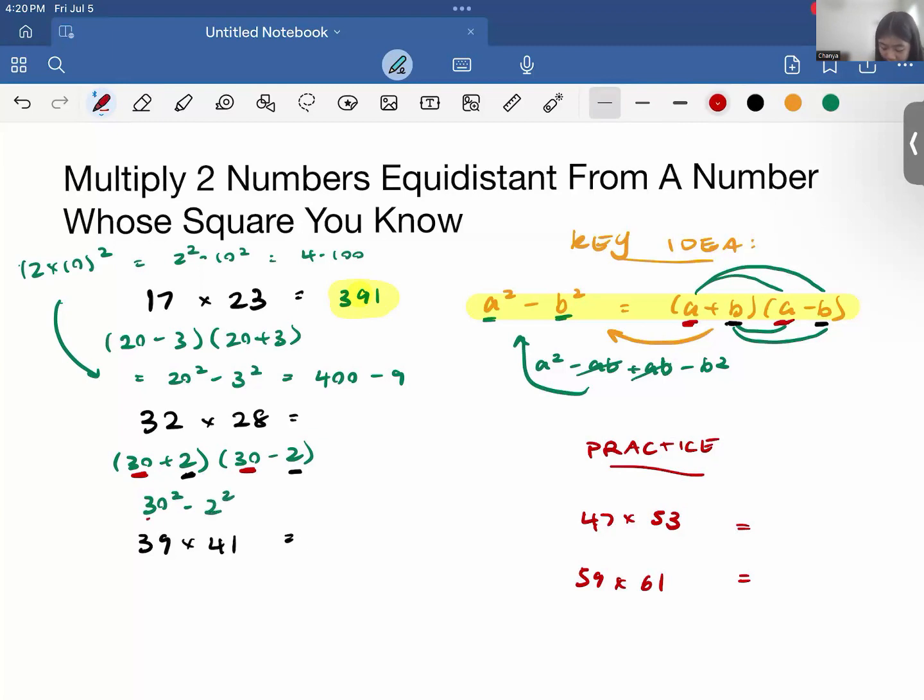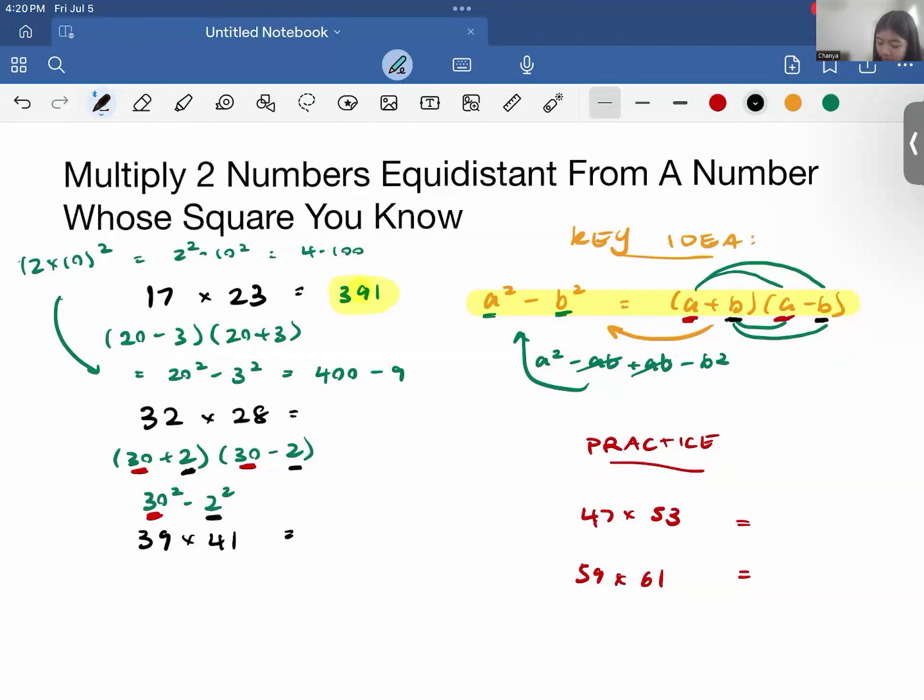And let me just add the colors so this is a little bit more clear to you. So this is just going to be 900 minus 4, right? 900 minus 4. And this is basically just going to give you 896. And this should basically be your answer, right? So you've noticed that we have used the difference to create a difference of squares.